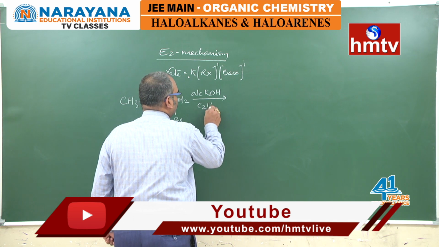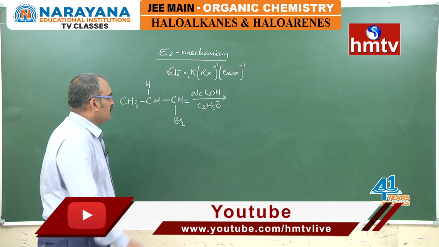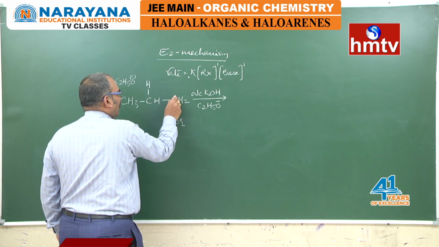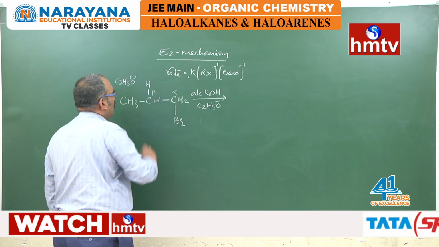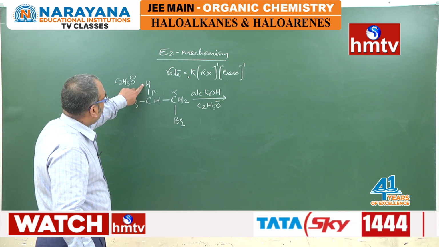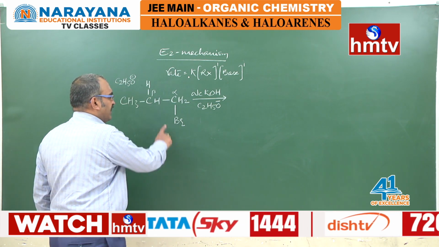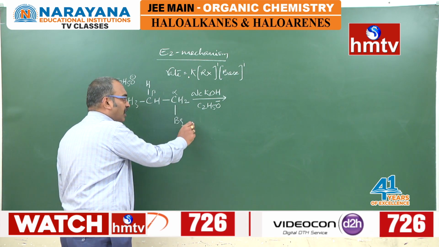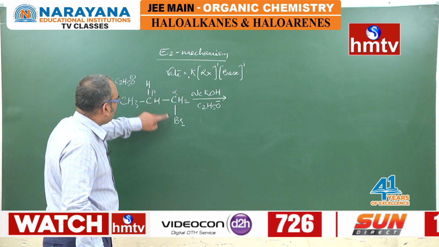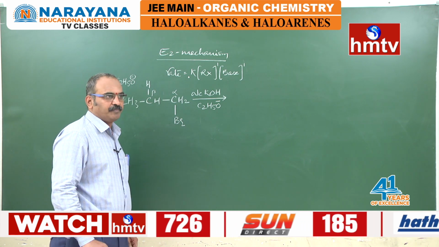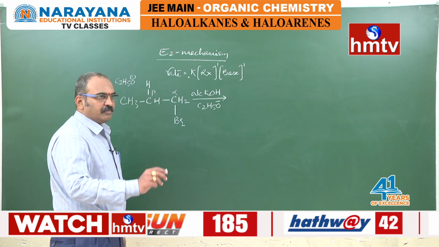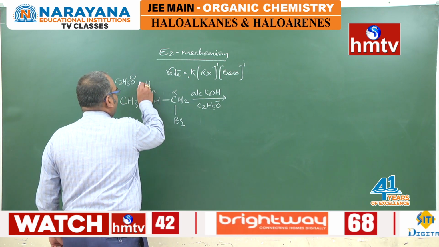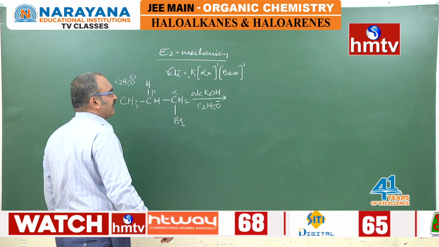It provides you ethoxide ion. This ethoxide ion removes a proton from the beta carbon, this is the alpha carbon, this is the beta carbon, and simultaneously Br minus goes out. Both H plus and Br minus are removed simultaneously in a single step. So the E2 mechanism is similar to the SN2 mechanism, a single step reaction. It involves a transition state rather than an intermediate.